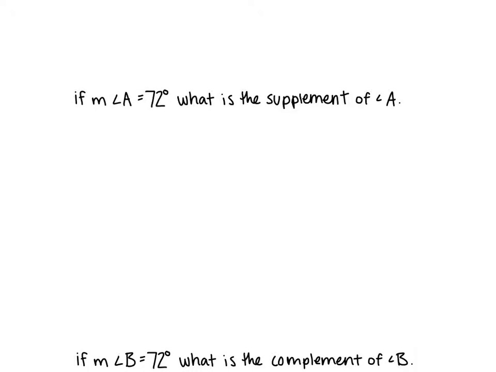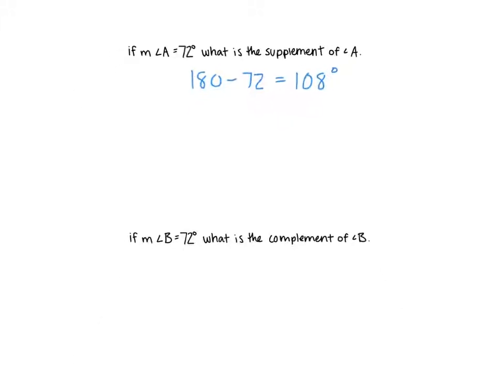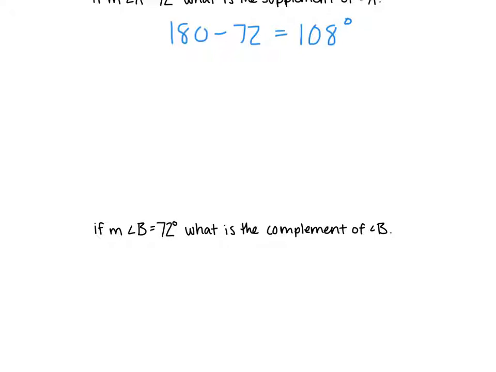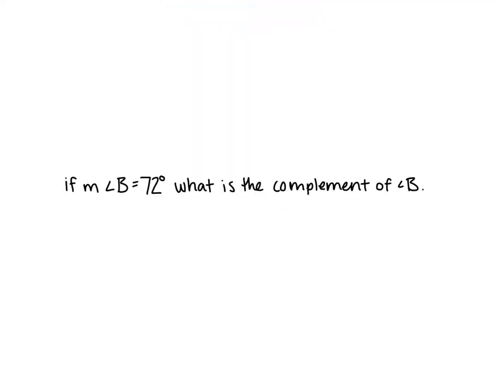Last slide. If the measure of angle A is 72 degrees, what is the supplement of A? So we would do 180 minus 72, and that would be 108 degrees. Don't forget the degrees. So if the measure of angle B is 72, what's the complement of angle B? You have to do 90 minus 72, and we get 18 degrees.